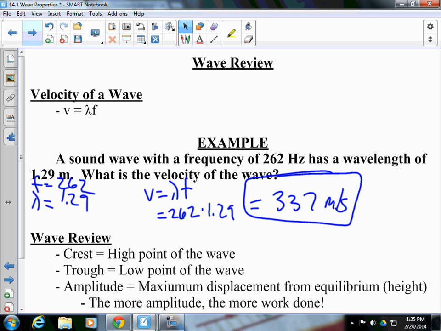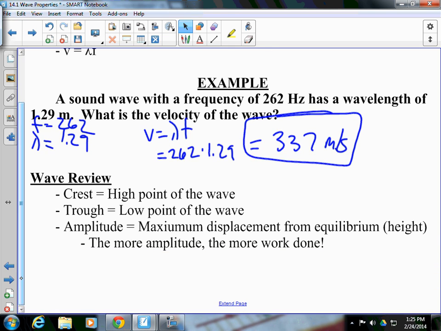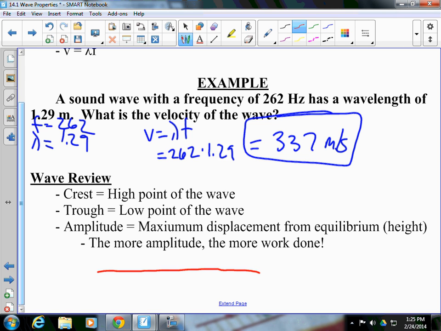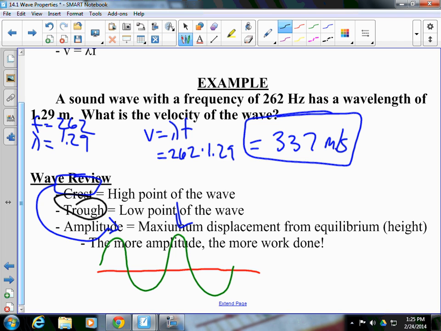Since we're talking about waves, let's real quick review a couple things about waves that you should know but might not remember. If I draw down below here, here's my straight line, and now I have the crest in blue, which is the top part of the wave. The trough in black is the bottom part of the wave.